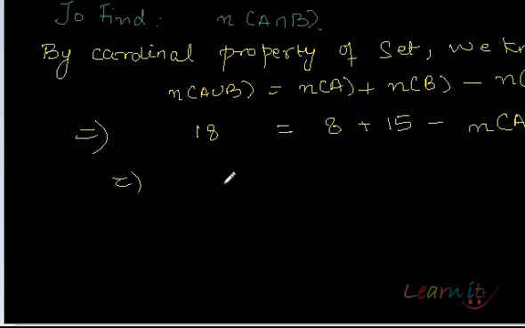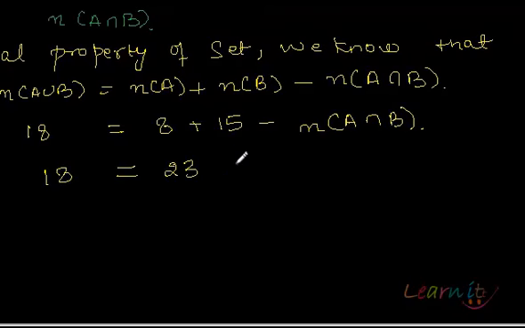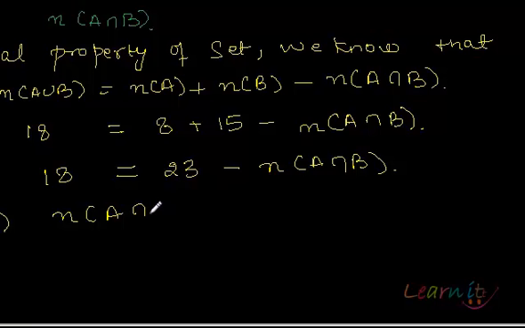Now this would imply 18 equals 23 minus n(A intersection B), and this would in turn imply n(A intersection B) equals 23 minus 18, which is 5. So the intersection will contain 5 elements.